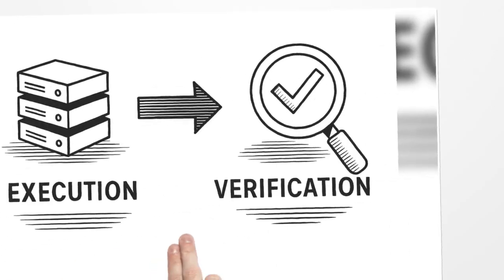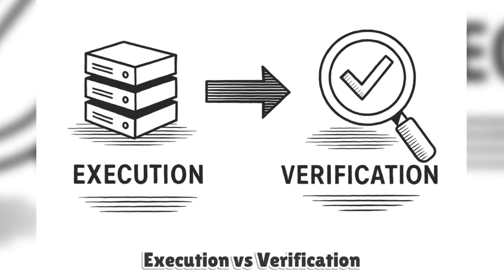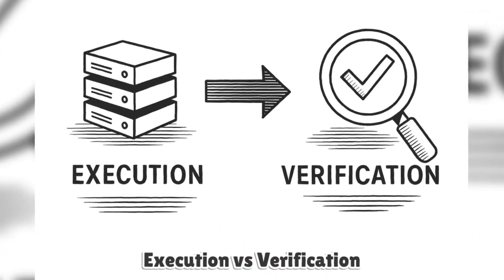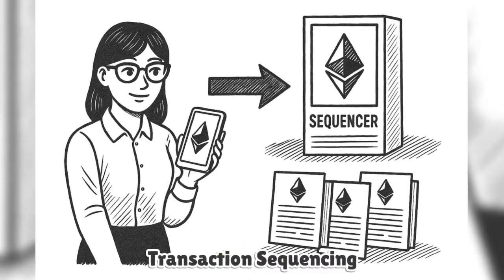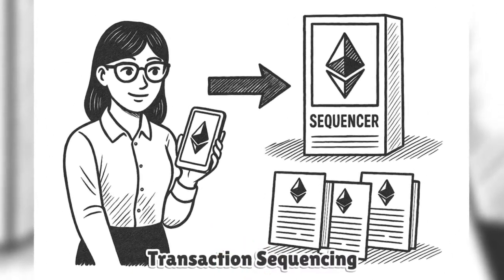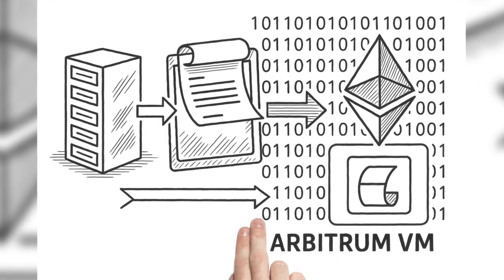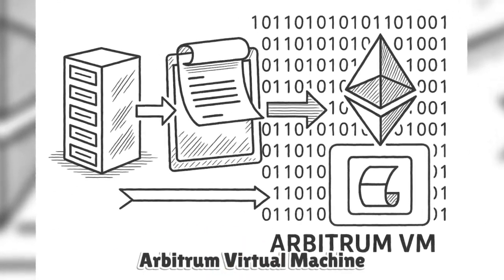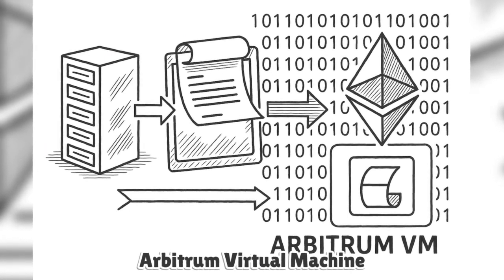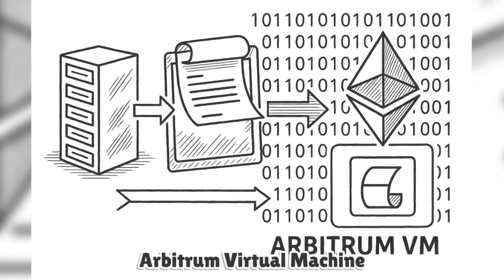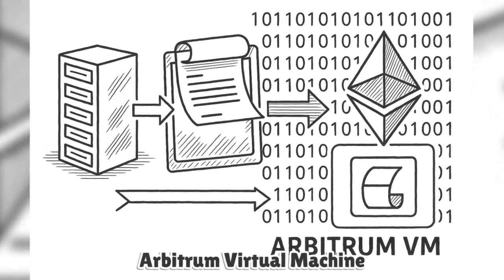The system separates execution from verification. Users send transactions to a sequencer, which orders and batches them. These batches are compressed into rollup blocks and submitted to Ethereum. The actual computation happens off-chain on the Arbitrum virtual machine, AVM, which is fully compatible with the Ethereum virtual machine, so developers can deploy existing Solidity smart contracts without modification.